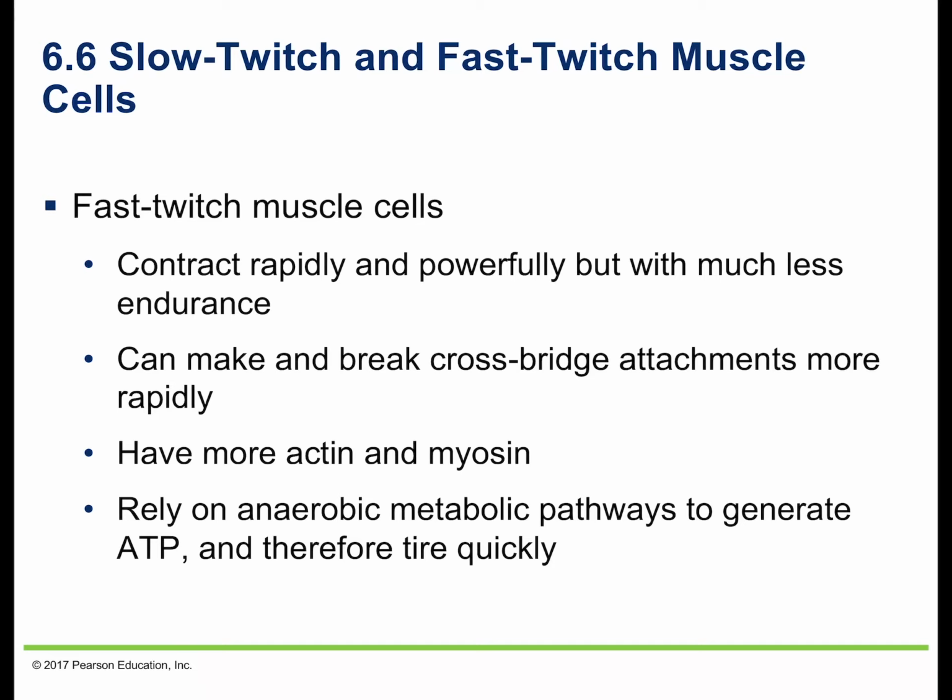Fast twitch muscles are going to be more powerful. They're going to be stronger. This is like weightlifting muscles, but they fatigue very quickly. They use anaerobic pathways and fatigue very quickly. So a bodybuilder would tend to have more fast twitch muscle cells. And over time, you can change your muscle cells from slow twitch to fast twitch.